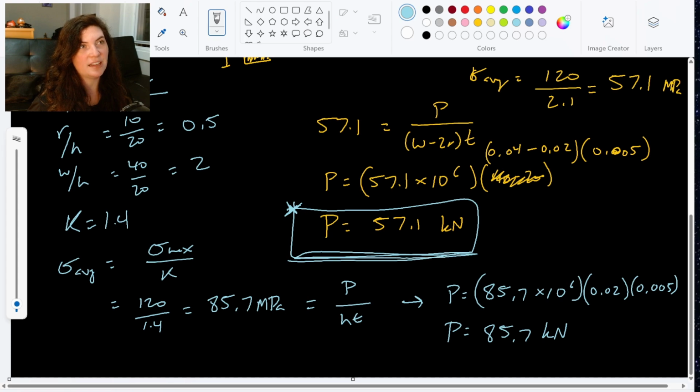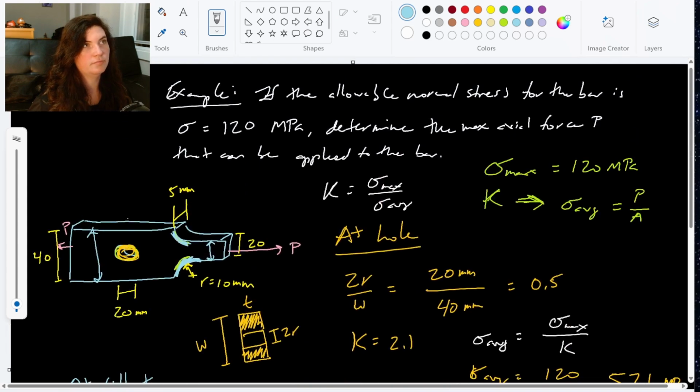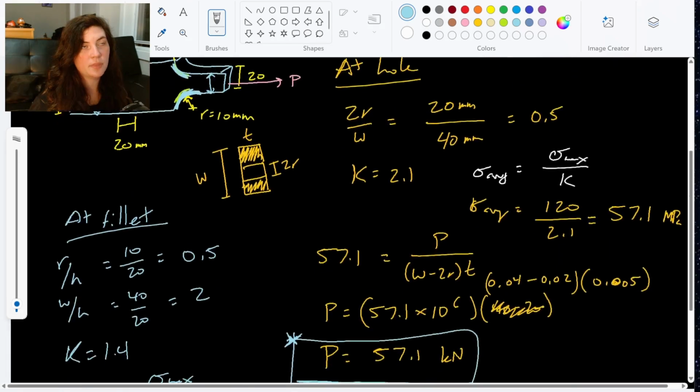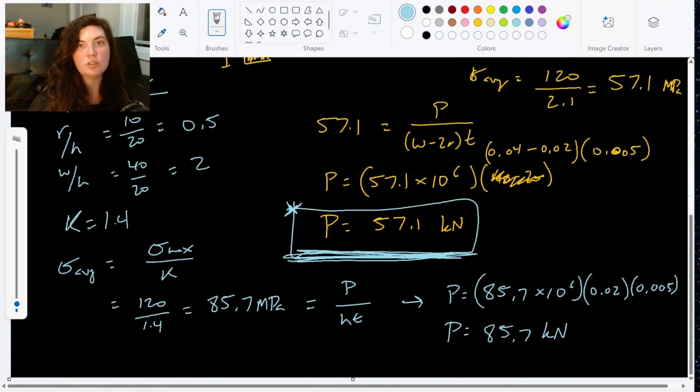This is the maximum loading that we could put on this oddly shaped bar. It's the maximum axial force we can apply to the bar. So the key with these stress concentrations is understanding how we use those charts in relation to our average stress and maximum stress so that we can find the correct loadings that we're designing for.